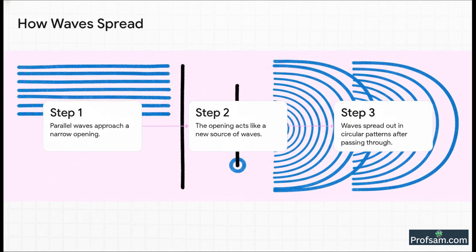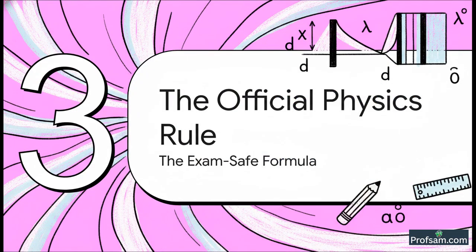So let's just break this down step by step. First, you have these parallel water waves, these straight wave fronts coming towards that narrow opening. Now, the moment they reach that gap, something interesting happens. That little opening starts acting like a brand new source of waves. And then from this new source, the waves spread out in these nice circular patterns. And this bending and spreading of waves as they pass an obstacle, that is the whole idea of diffraction. Simple, right?